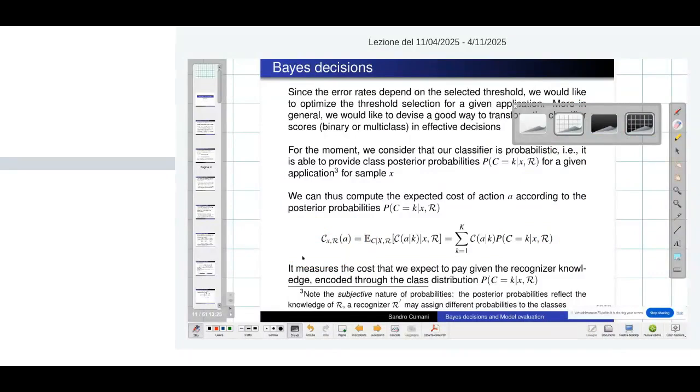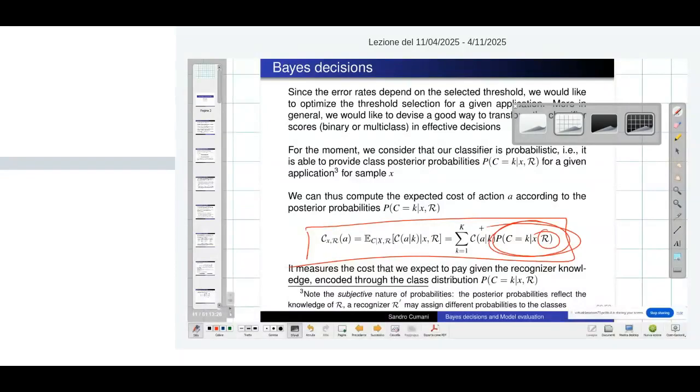So the Bayes decision, the optimal decision from the point of view of the recognizer, is to take the action that minimizes the expected cost according to the knowledge that the classifier has. Notice that minimizing the expected cost will not in general minimize the expected cost according to the real label of the samples, because we don't know the real label of the samples. And we can't even say that, because if we knew the real label of the samples, then we would know which is the actual action that we should take. We wouldn't need to use a recognizer at all.